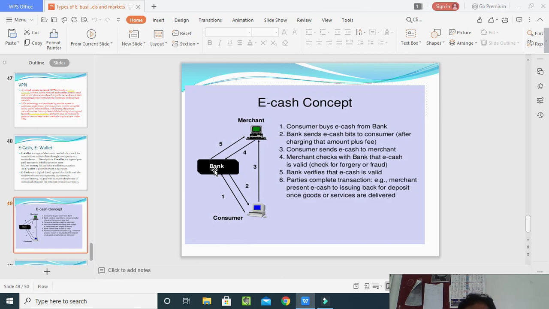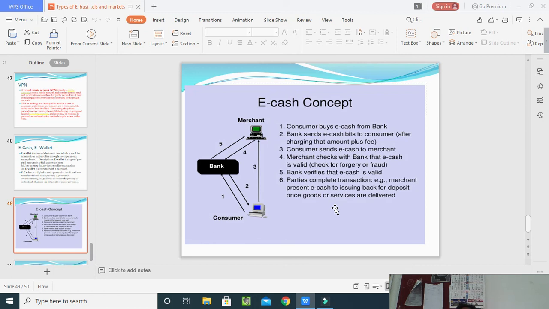Let's see how it is taking place. The consumer buys eCash from the bank. The bank sends eCash bits to the consumer after charging that amount plus a fee. The consumer sends eCash to the merchant, and the merchant checks with the bank whether the eCash is valid or not. The bank verifies the eCash is valid. Parties complete the transaction. The merchant presents eCash to the issuing bank for deposit once goods and services are delivered. So the bank is working like a middle person for the consumer and the merchant here.